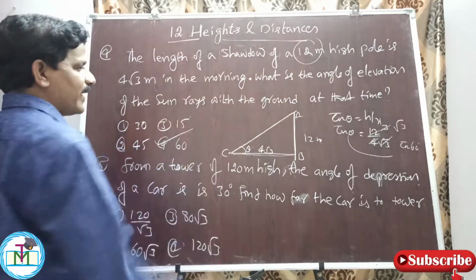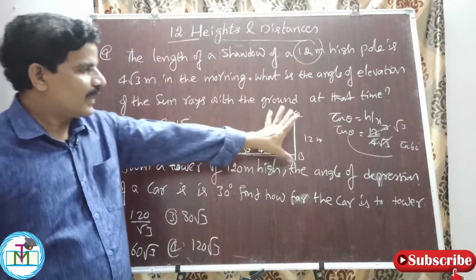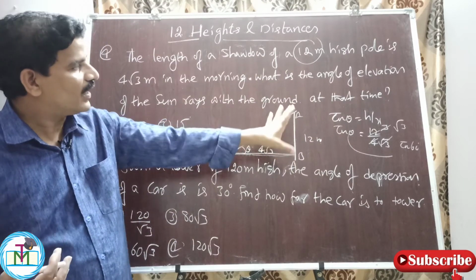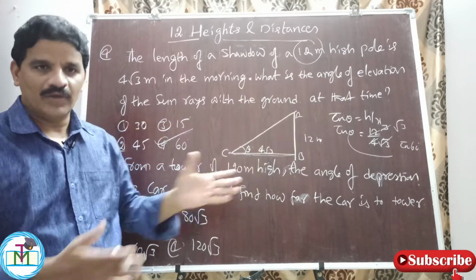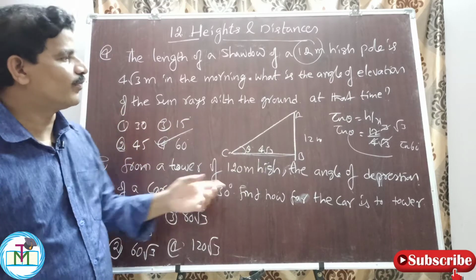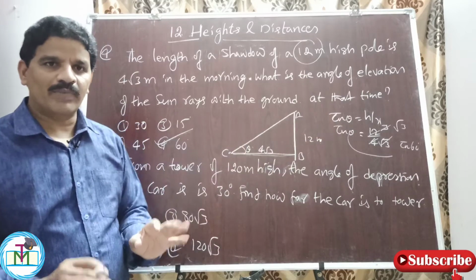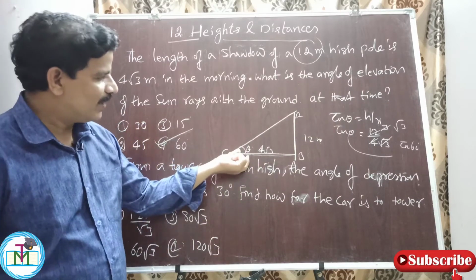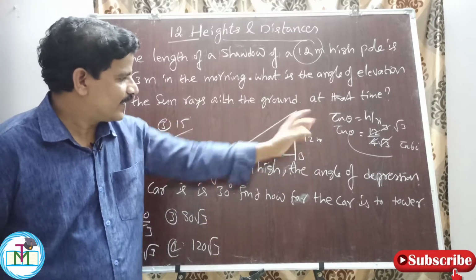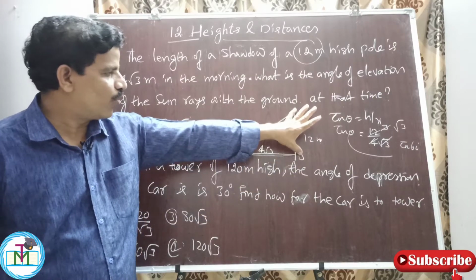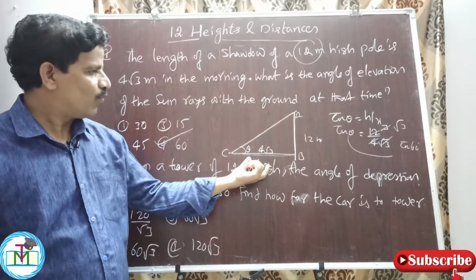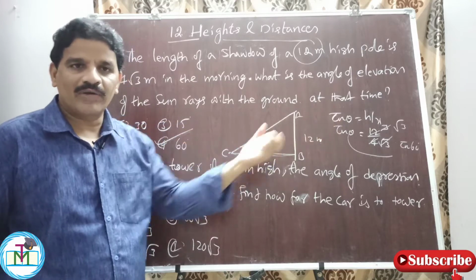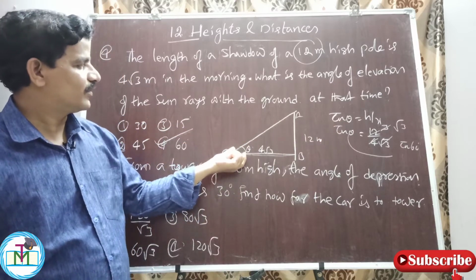Option 4 is the right answer. So whenever a pole or a person or a tower and its shadow is given, we have to use type 1, which is tan theta is equal to h by x. It will give the angle of elevation whenever height and distance, the pole height and its shadow, are given. By using this formula, we can find the angle of elevation.